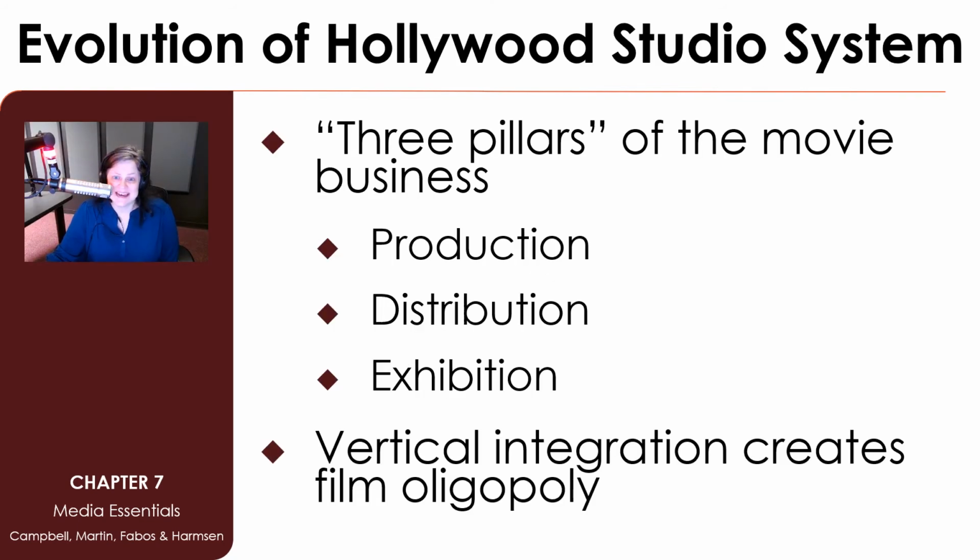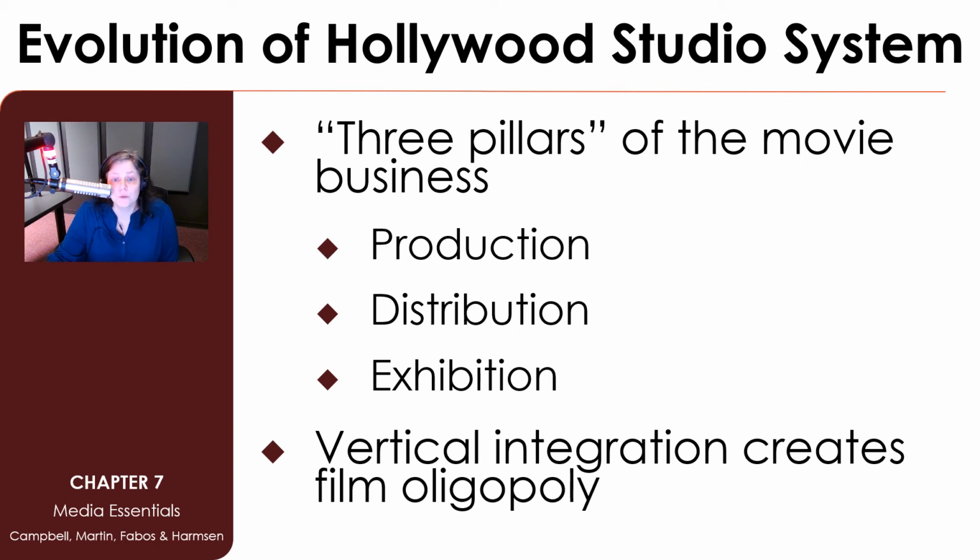By the 1910s, movies had become a major industry. Even beyond Edison's trust, entrepreneurs wanted to control as much of it as possible and aimed to dominate the three major areas, or pillars, of the movie business. The first is the production side, which is making the actual movie. Next is distribution, which involves getting the movie shown in theaters. The third pillar is exhibition, or playing the film in theaters.